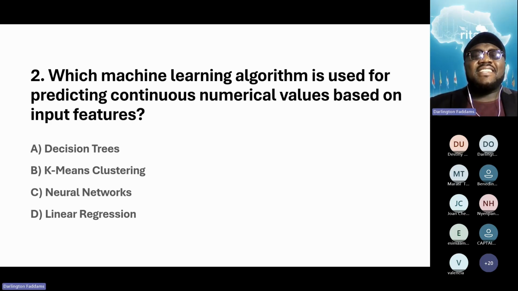Which machine learning algorithm is used for predicting continuous numerical values? I like the questions. The questions are so specific. So if you have studied something about algorithms, you will know that for predicting continuous numerical values, the best algorithm, the question is asking you which algorithm to use, is linear regression. Wow, I like that.